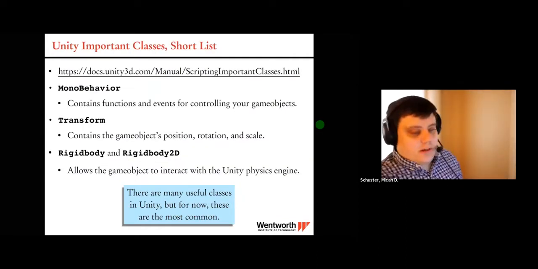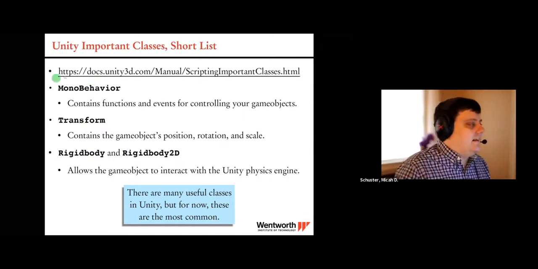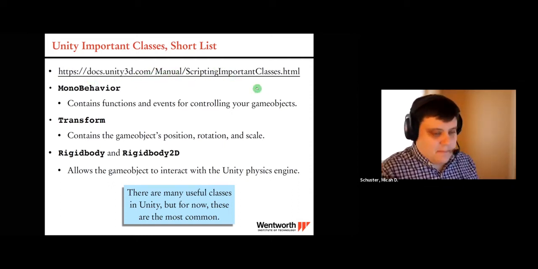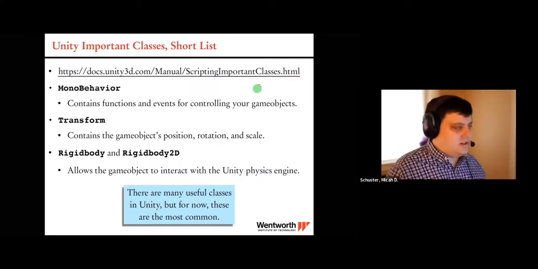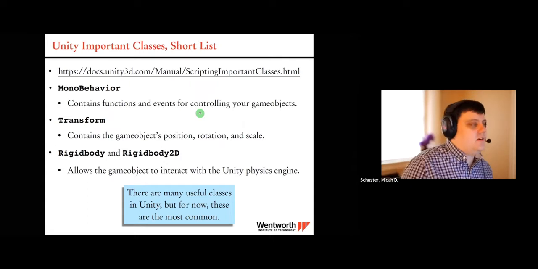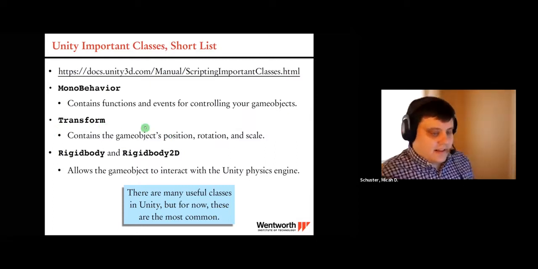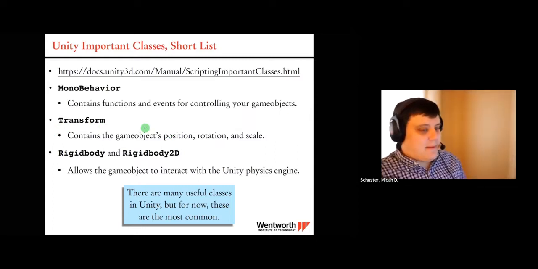Unity has some important classes that you're going to see all the time. I have a link here that is part of the manual on scripting important classes. It's going to have a list of a bunch of them. A few of the highlights here are MonoBehaviour. Of course, we have to inherit from MonoBehaviour if we want to be able to attach our scripts to game objects. Transform is another class that is automatically part of any game object. It contains the game object's position, rotation, and scale. And we'll take a look at that in the inspector in just a little bit.